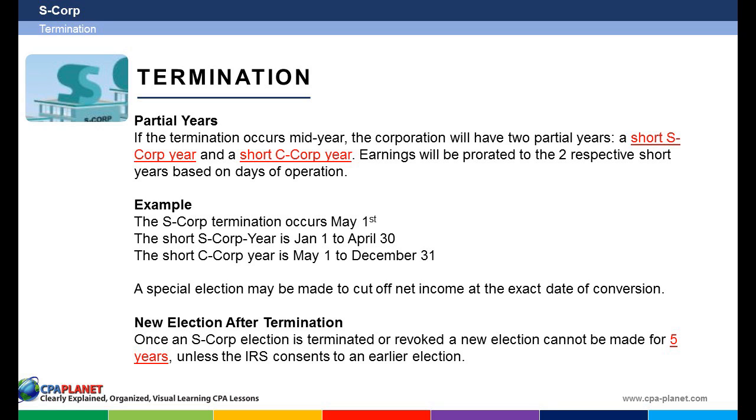It's not that difficult. Example, S-Corp termination occurs May 1st. Short S-Corp year is January to April 30th. Short C-Corp year is May 1st to December 31st. Once you are terminated, you can't have an S-Corp election for 5 years unless the IRS consents.